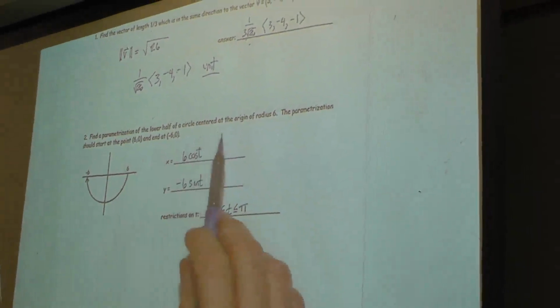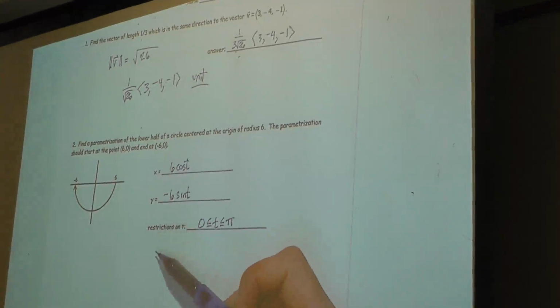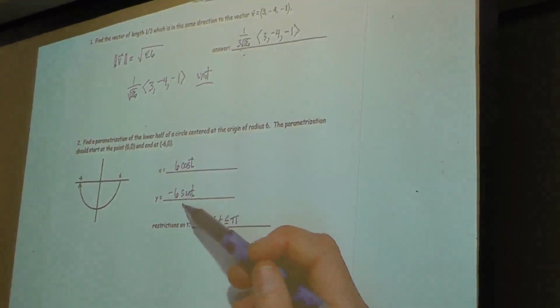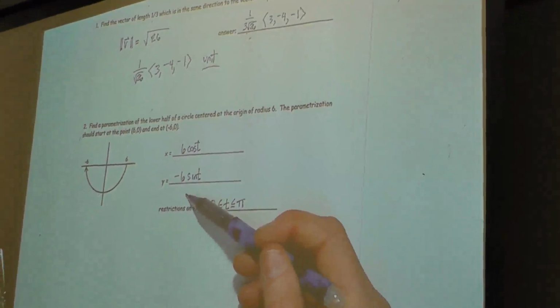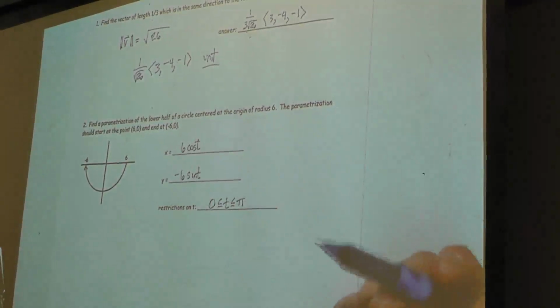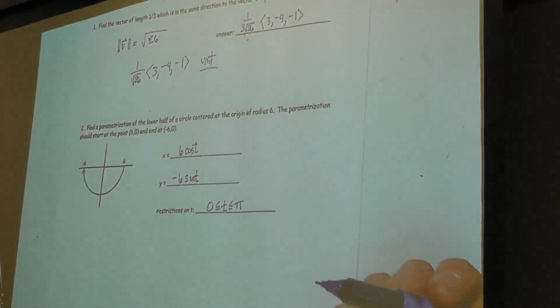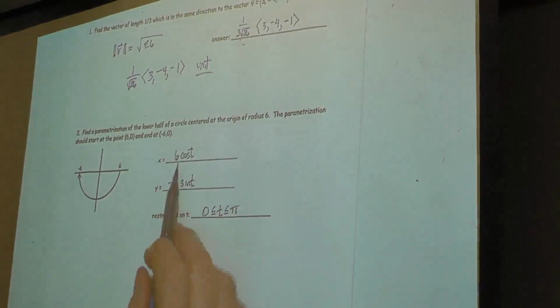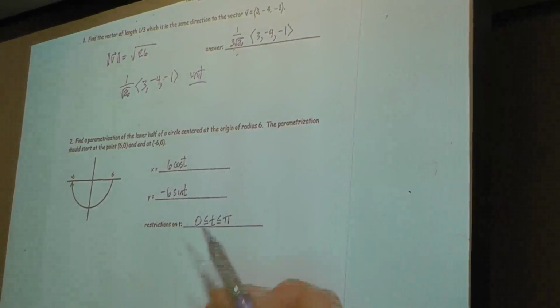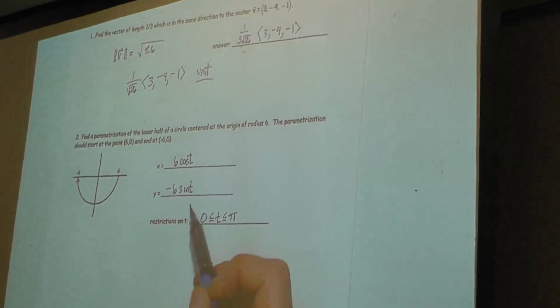If I want a circle of radius 6 centered at the origin, it's going to be some combination of cosines and sines. This is not the only answer. You may have other answers. I mean, there's infinitely many different possibilities. But you're going to have a 6 cosine of something and a 6 sine of the same angle.